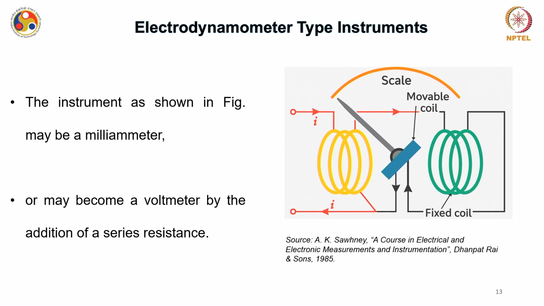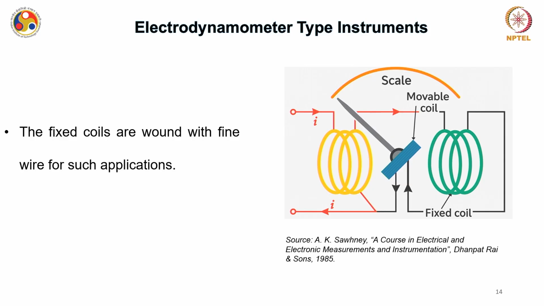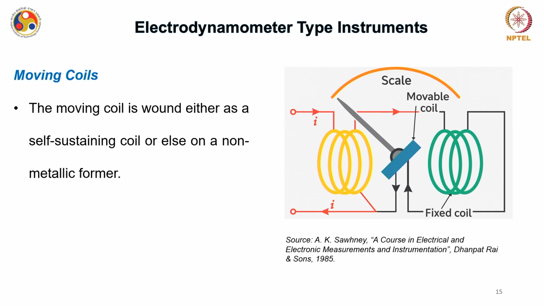The instrument in this case can be a milliammeter or can be converted to a voltmeter by connecting a series resistance. Maybe in the next lecture we will see how electrodynamometer kind of instrument can be converted into a voltmeter, or how it can be used as an ammeter. But this is just, you can understand electrodynamometer acting as an ammeter in this case. The fixed coils are wound with a fine wire for this kind of application, but please note that you do not have a core in this case. So this coil is not supported on any core. There is nothing but air as a core in this case.